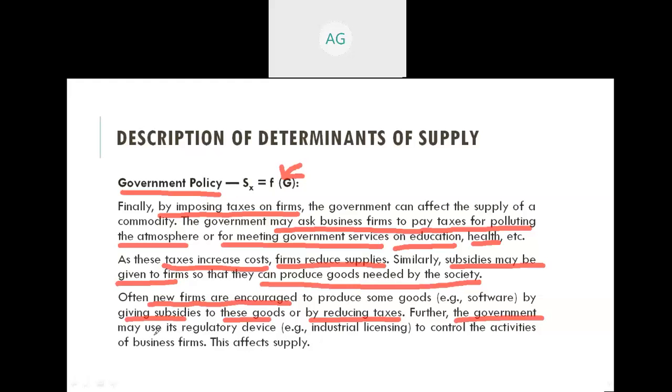Further, the government may use its regulatory devices, for example industrial licensing, to control the activities of business firms. This affects supply. So government policy is an important determinant on which the supply of a firm depends. These are the seven important determinants of supply, and we can express it in mathematical form, as we already discussed in our previous slides.